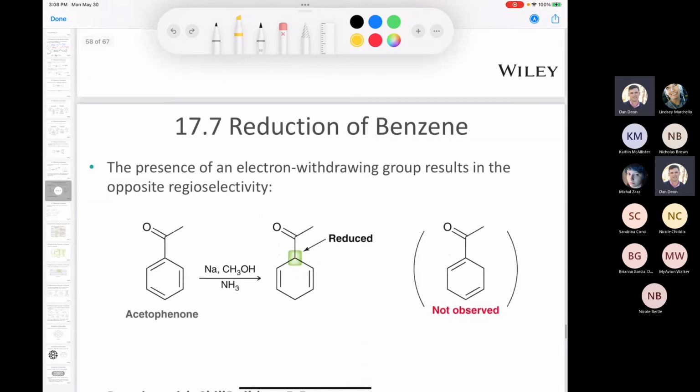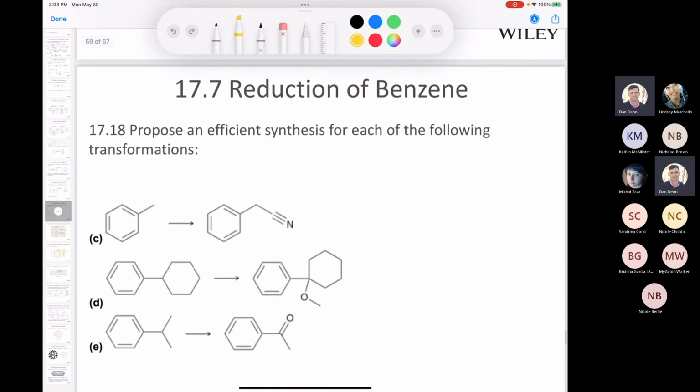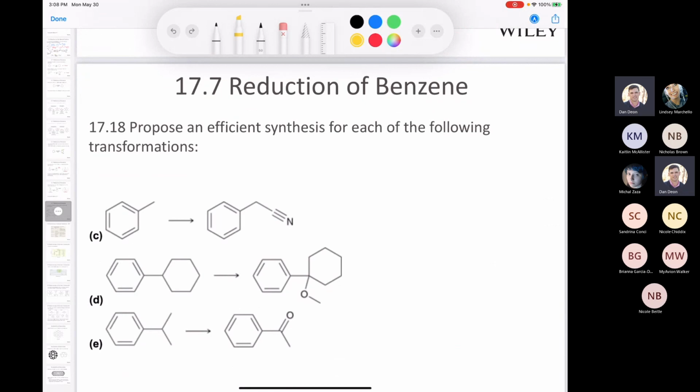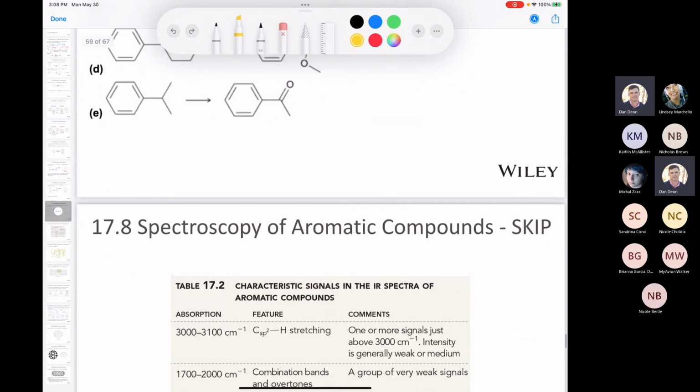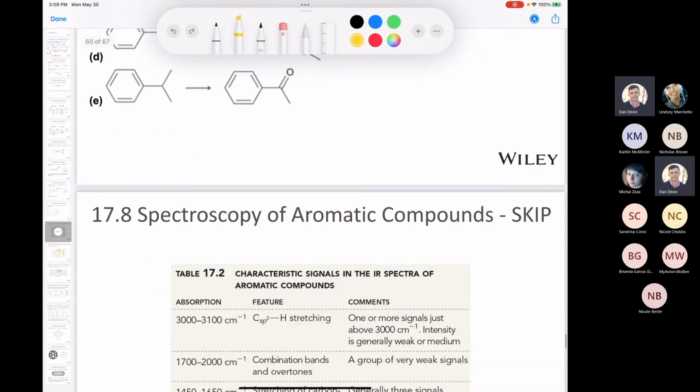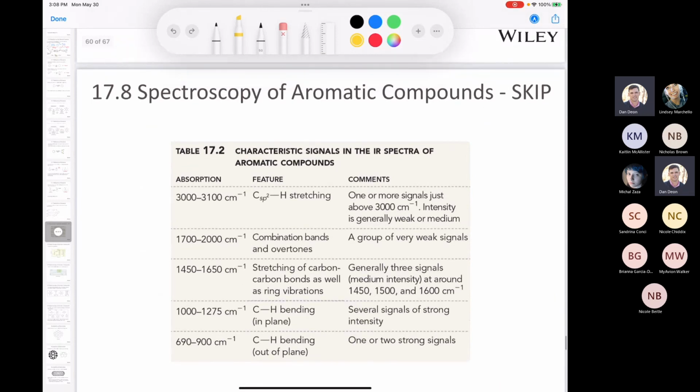It's the only thing. There's just two little caveats with Birch reduction that involve electron withdrawing and electron donating groups. And then the very last section deals with the spectroscopy of aromatic compounds. I mean, are we really skipping this? I would say no, because we covered all this in Organic Chemistry 1. And it's something that I expect you to all be aware of anyhow. I expect you to understand the spectroscopy of aromatic compounds.